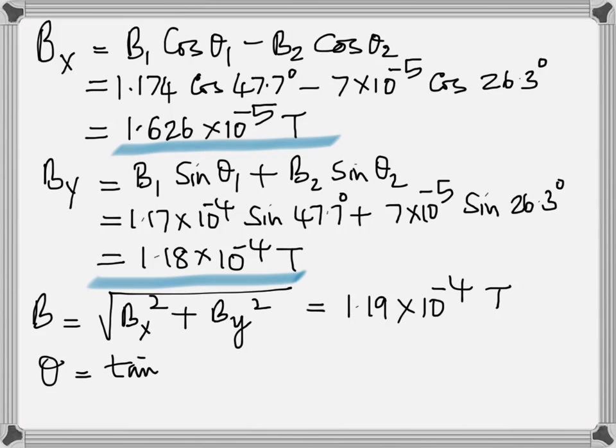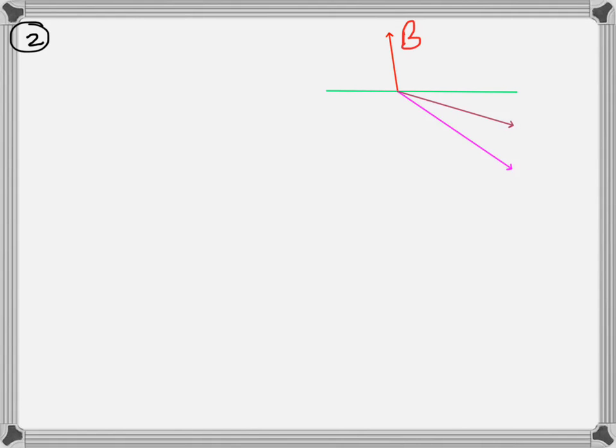And theta, you can find theta also. That is the angle made by the resultant. This way, it's the angle made with the x-axis. Tan inverse of By by Bx would give you 82.2 degrees with the horizontal. Okay, here it is. This will make it more clear.